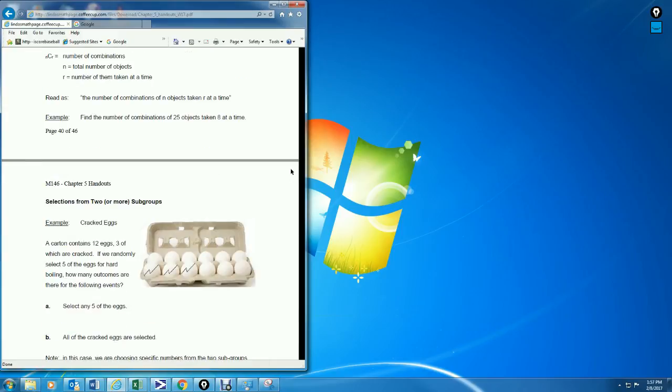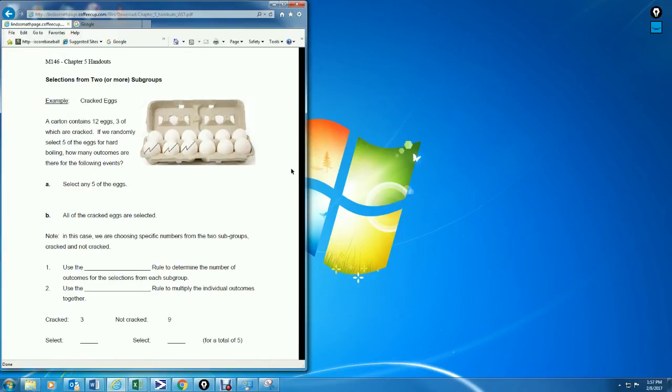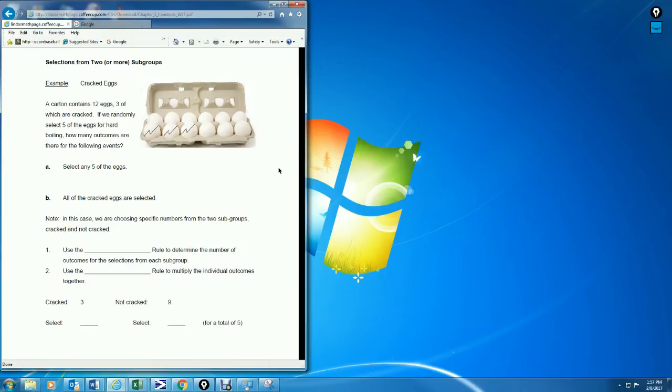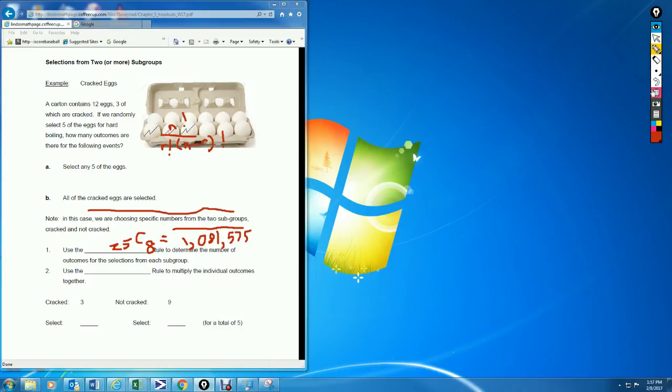All right, so kind of another special case is when we are selecting from two or more subgroups. So in this case, I'm using an example where I've got a dozen eggs. 3 of them are cracked. So the problem is we are randomly going to select 5 of them, and we're going to hard boil them. And then the question is, how many outcomes are there for the following events? All right, problem A. Select any 5 of the eggs.